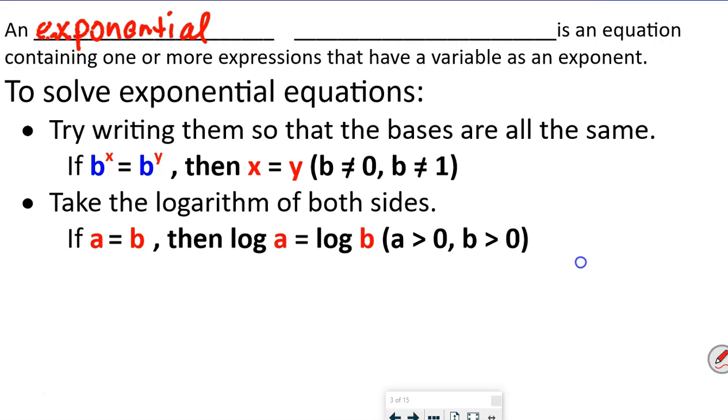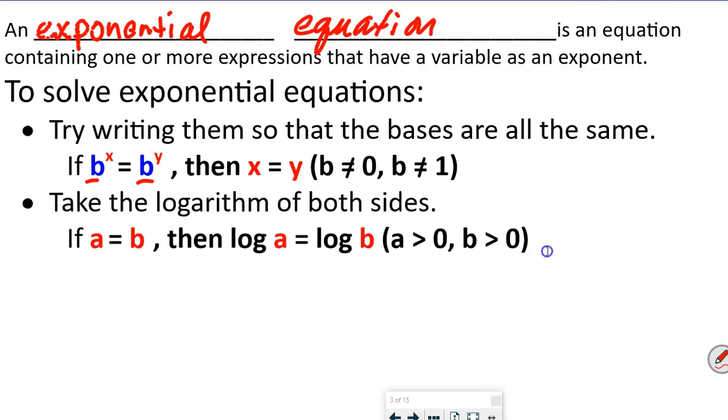That's what the first blank is, or first two blanks, I should say. So an exponential equation is an equation containing one or more expressions that have a variable as an exponent. So when we try to solve them, basically, we're going to write them so that the bases are the same. So notice here that we have the base b to the x power and the base b to the y power. Obviously, then the x has to equal y. If the bases are the same, then whatever's in the exponents have to equal each other if the two expressions are equal to each other.